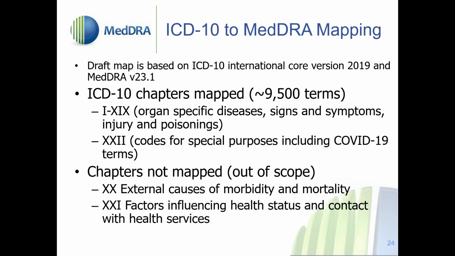The reason they were not mapped is because the types of terms in these 2 chapters were out of the scope of MedDRA. Whereas the other 20 chapters, basically chapter 1 through 19, did fit the scope of MedDRA because they were around organ-specific diseases, signs and symptoms, injury and poisonings, which are within the scope. And chapter 22 of ICD was a catch-all for codes for special purposes, and this is where we mapped the relevant COVID-19 terms, which are housed in this particular chapter.